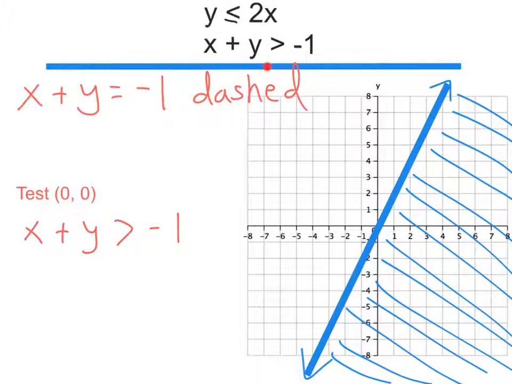Now we're going to focus on the second one. This is a greater than, so it's going to be a dashed line. And we'll go ahead and replace the greater than with an equals, and we'll solve this for y real quick, which should be easy. We're just going to subtract x from both sides, and we'll get y equals minus x minus 1. That is what we are going to be plotting on our graph with a dashed line.